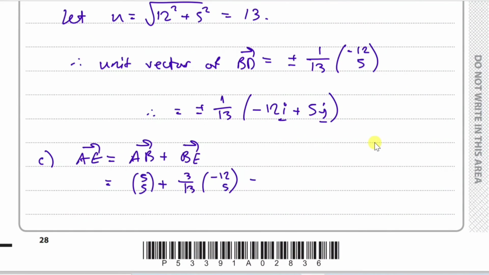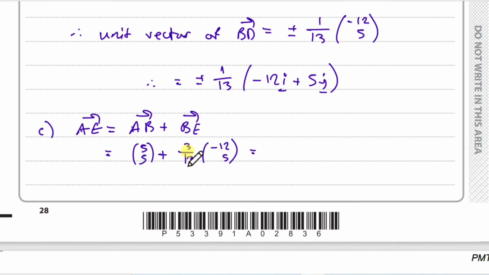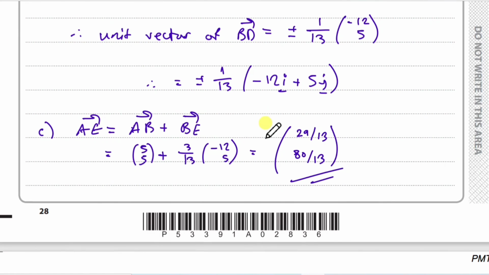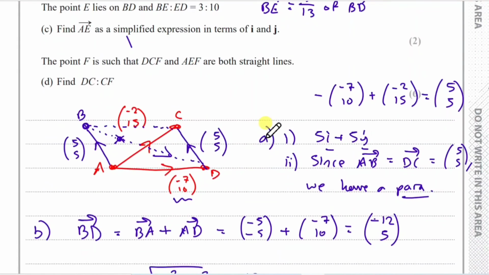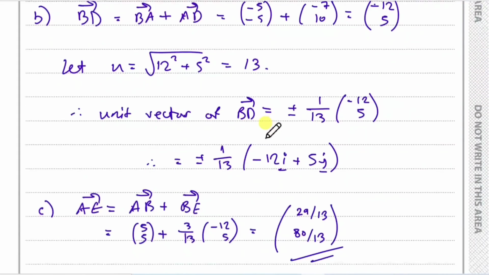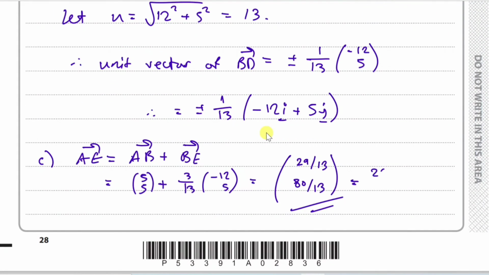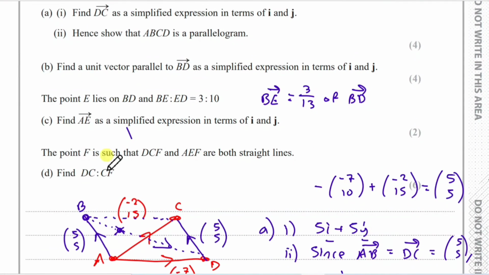So adding it all up, for the first one, it'll be 5 plus 3/13 of minus 12. This will give us 29 over 13. For the bottom vector, that should give us 80 over 13. And that's it. This is your actual final answer. Cool. In terms of i and j, so it's always i and j, and so that could be rewritten as 29 over 13 i's plus 80 over 13j.